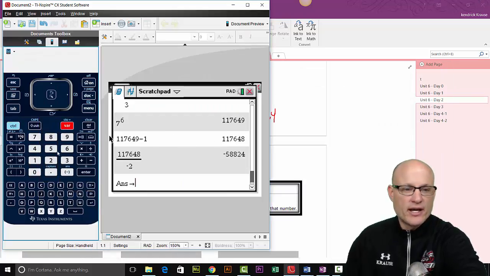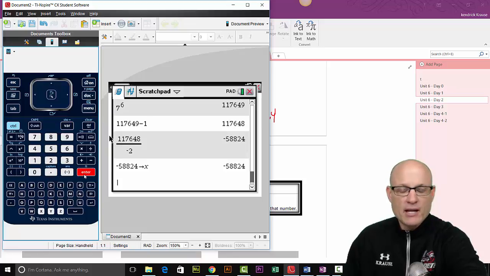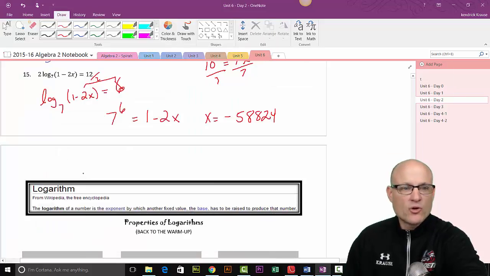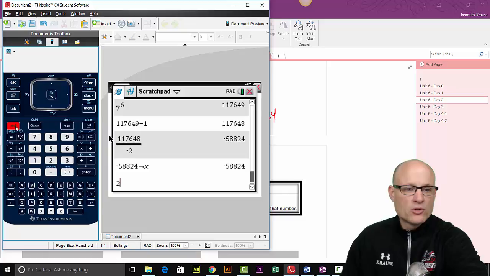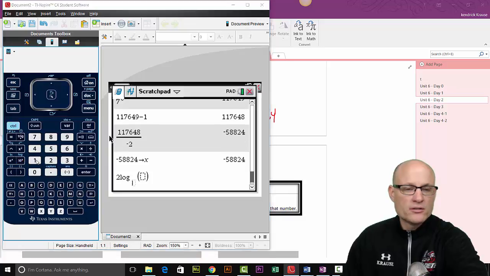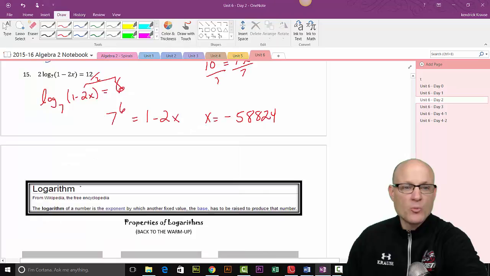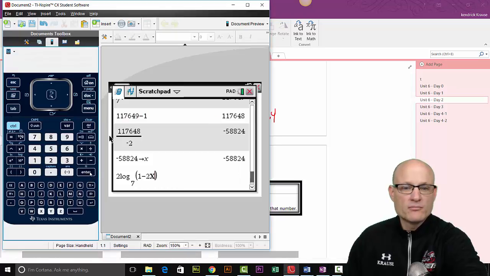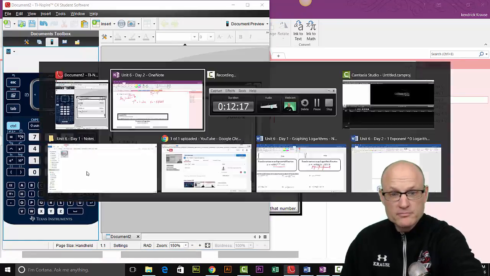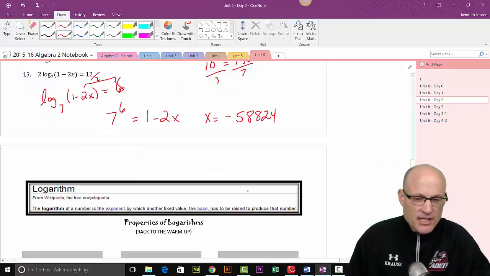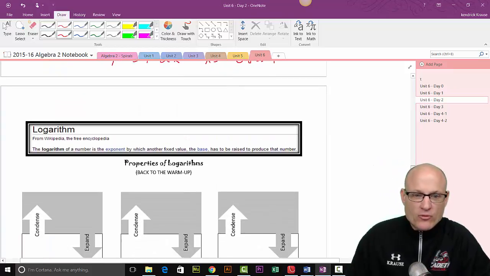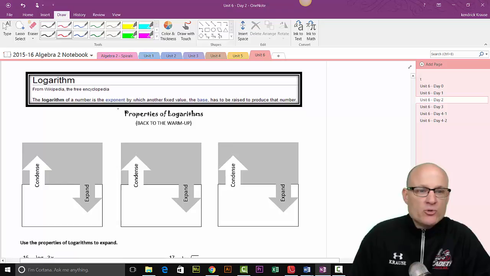Now I'm going to check to see if that works. I'm going to store that into x very quickly and check that answer. So 2 log base 7 of 1 minus 2x, and we're hoping this turns out to be 12. It worked. Sweet.